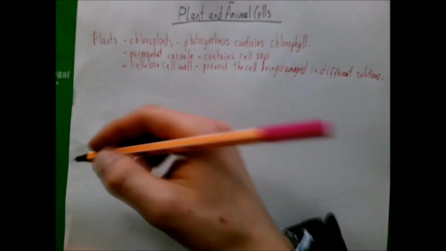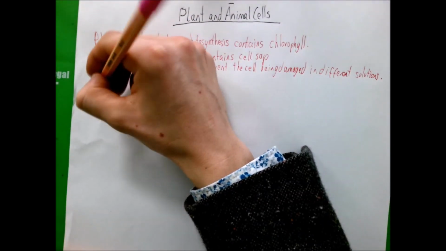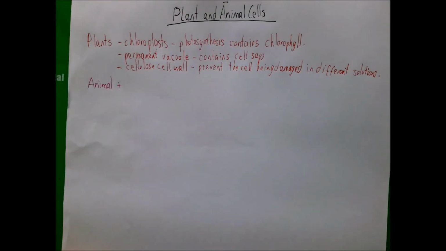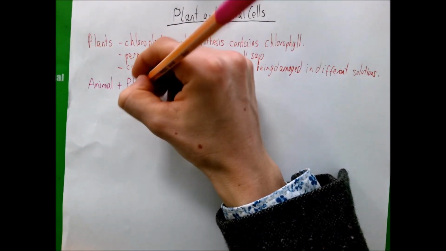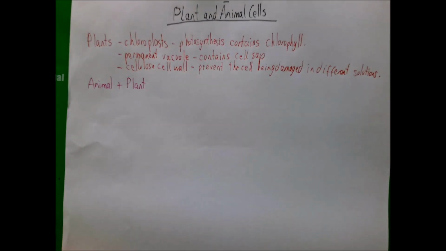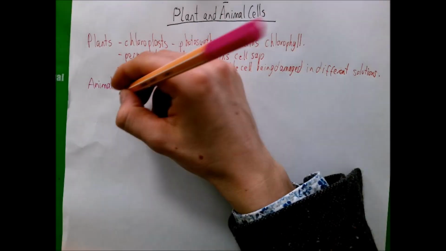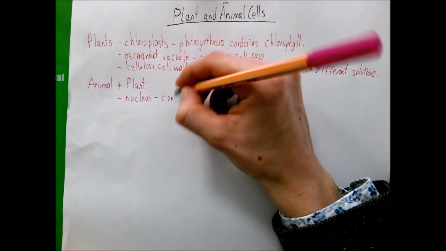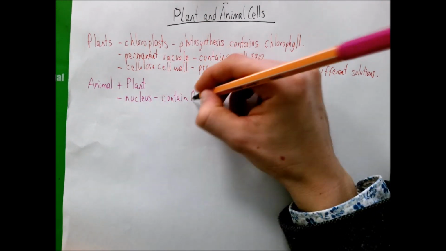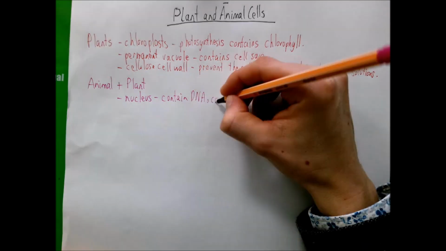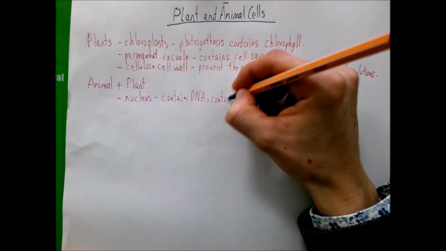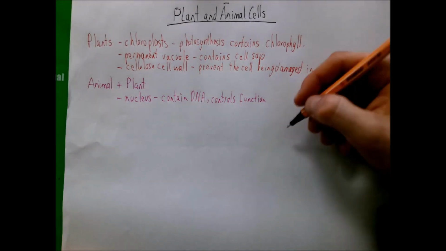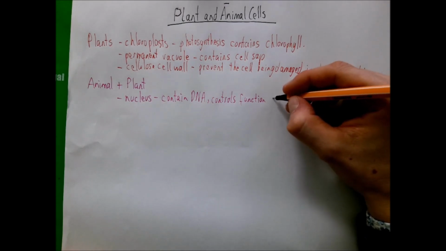Now moving on to animal cells. All of the things that you find in an animal cell, you'll also find in a plant cell. The first ones were the differences, but these are the list of similarities and shared structures. The first of these is a nucleus, which contains DNA, and it controls the function of the cell. If you remember from last video, we looked at the nucleus as a key feature of eukaryotes. So both plant and animal cells are eukaryotic cells.